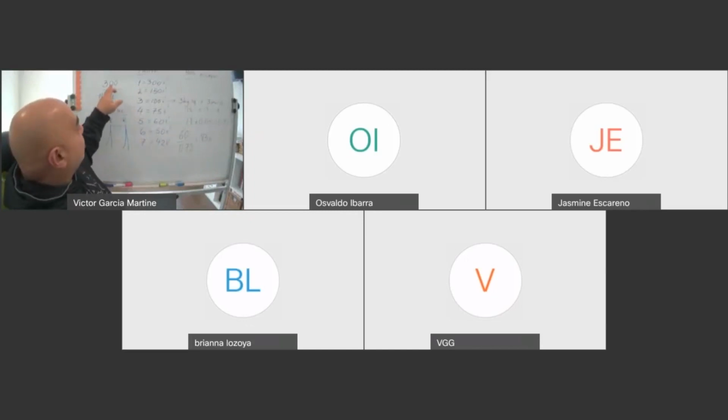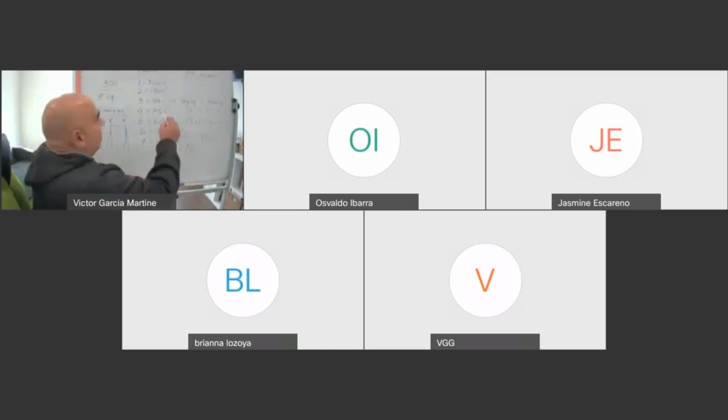Then when you divide 300 by 1, your heart rate is going to be 300. When you divide 300 by 2, your heart rate is going to be 150. When you divide 300 by 3, your heart rate is going to be 100. When you divide 300 by 4, you're going to have 75 per minute.